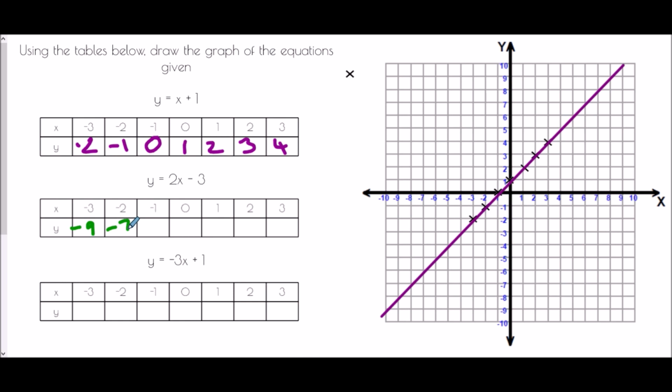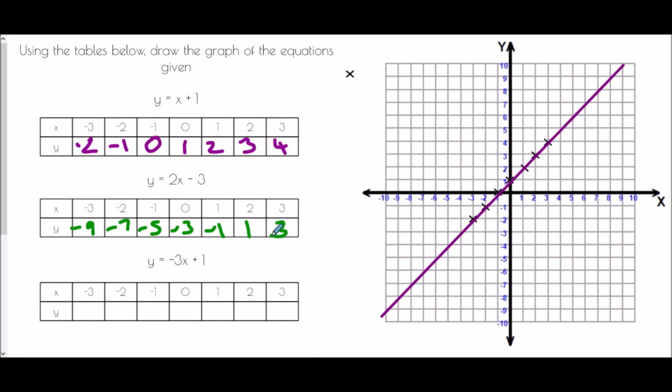Negative 1 times 2 is negative 2. Take away another 3 is negative 5. 0 times 2 is 0. So take away another 3 is negative 3. 1 times 2 is 2. Take away 3 is negative 1. 2 times 2 is 4. Take away 3 is 1. And 3 times 2 is 6. Take away 3 is 3.